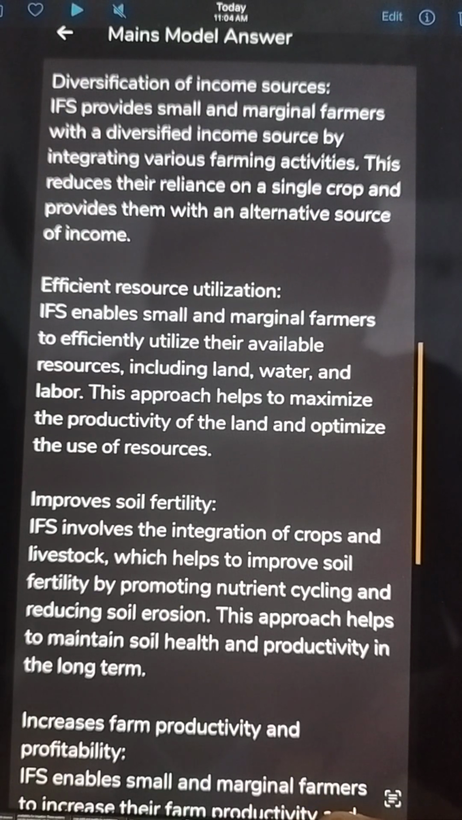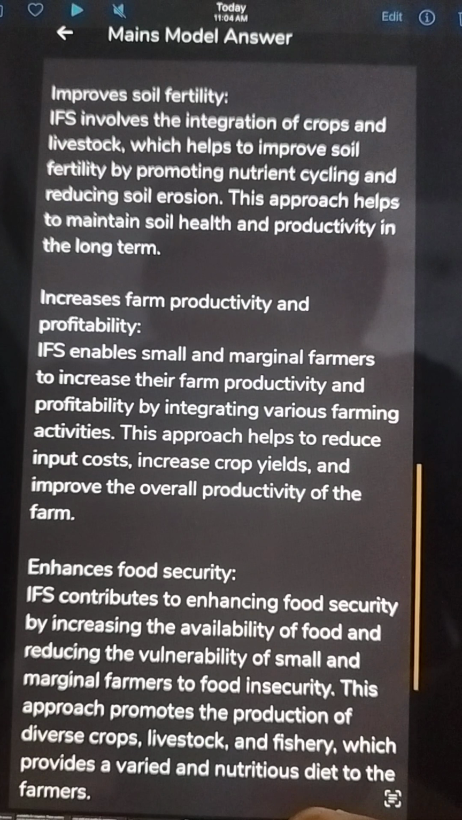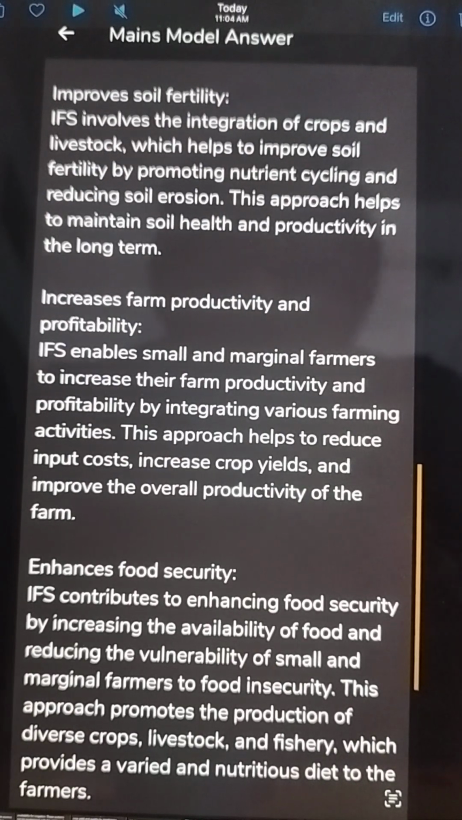Then increased farm productivity and profitability. IFS enables small and marginal farmers to increase their farm productivity and profitability by integrating various farming activities. This approach helps to reduce input costs, increase crop yields, and improve the overall productivity of the farm.